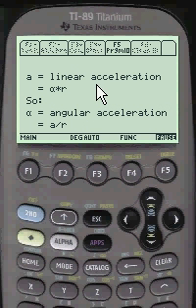Now A is linear acceleration, and that equals alpha, which is angular acceleration, times the radius. So if you want to change one to the other, alpha, the angular acceleration, you can divide the linear acceleration by the radius r, which is one of the tricks that they do when they show you these problems.